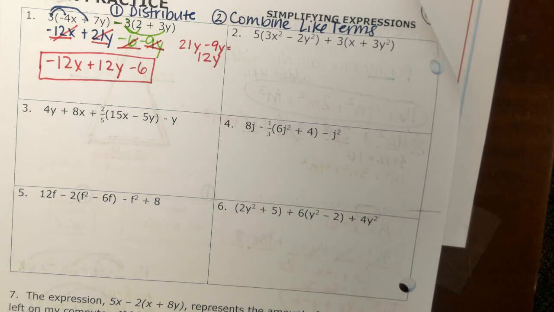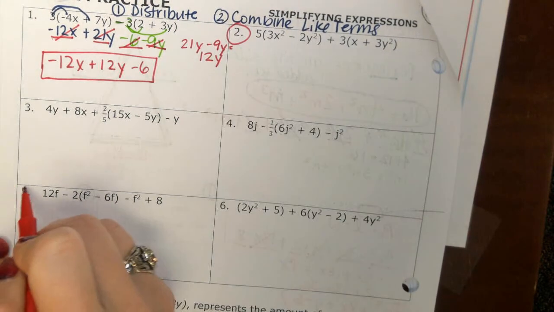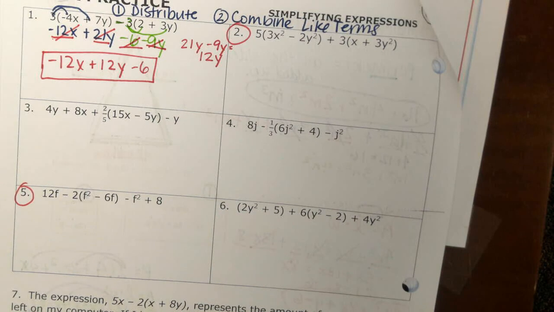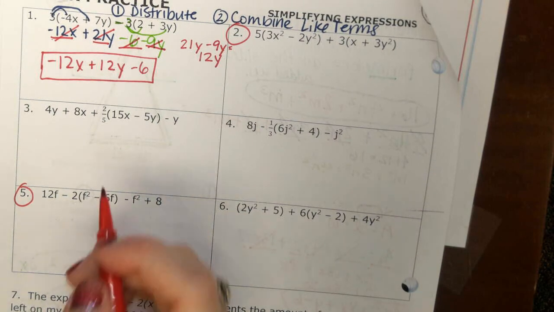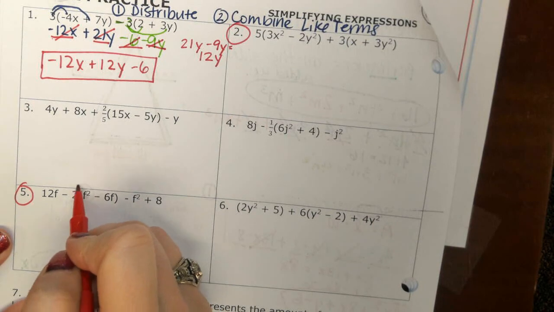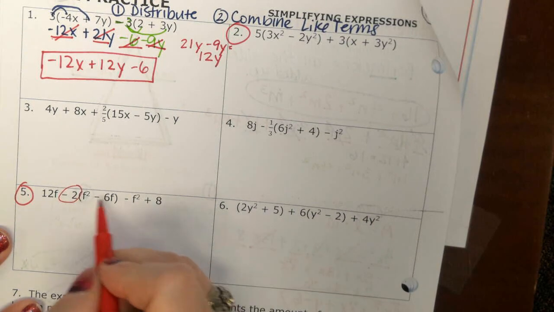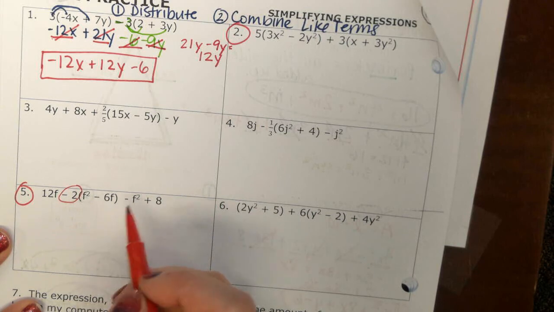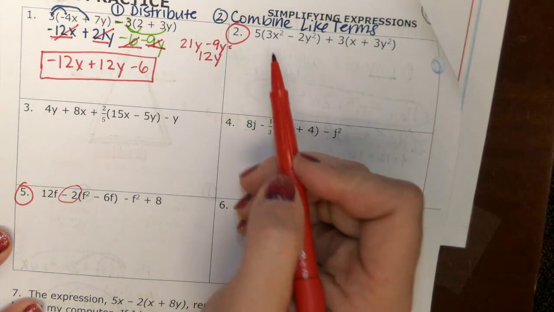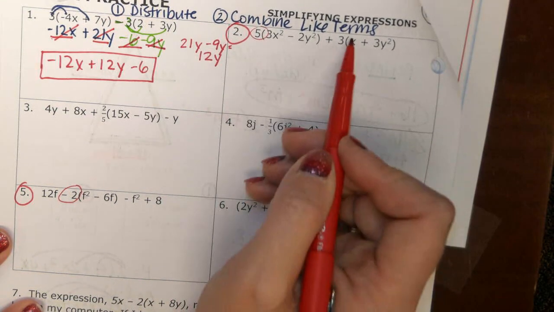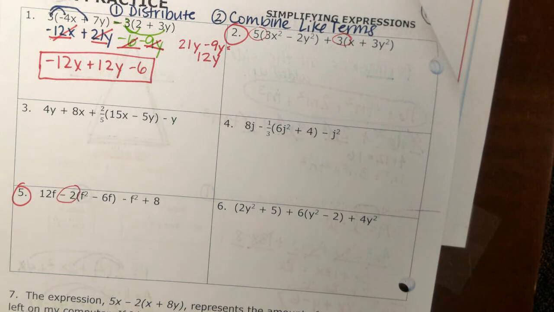So tomorrow in class, whenever you come in, you're going to be doing number 2 and 5 for warm-ups. So remember, distribute and then combine your like terms. So down here, you're going to distribute this negative 2 and then combine all your like terms. And then in number 2, you're going to distribute the 5 and the 3 and then combine your like terms.